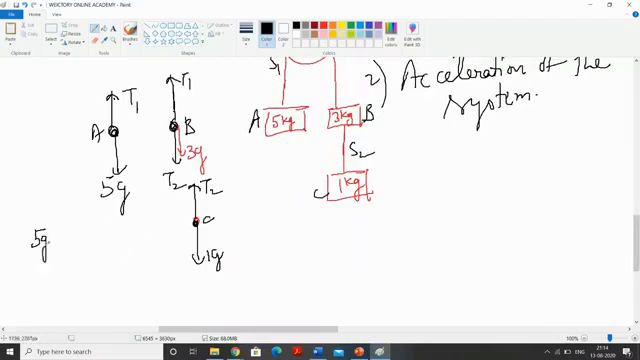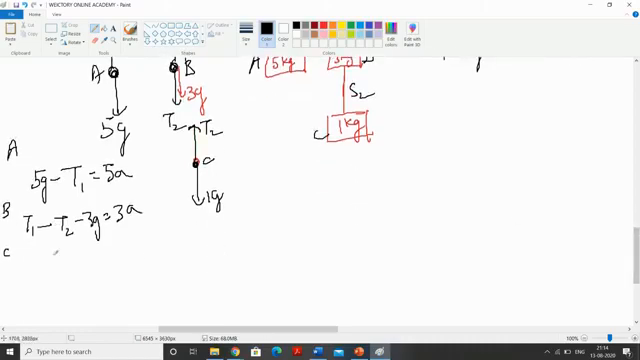So equation will be 5g minus T1 is equal to 5a. That's for A. For B, it will be T1 minus T2 minus 3g is equal to 3a. That's for B. And for C, it will be T2 minus 1g is equal to 1a. That's for C. And to simplify, let's add all these three equations.